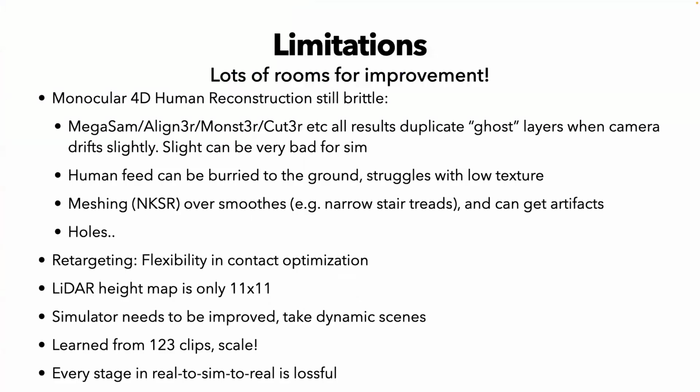Okay, so monocular 4D reconstruction is still quite brittle. MegaSaM, Aligner, Monster, CUT3R, etc. all result in slightly duplicated ghost layers when the camera drifts slightly. And this can be bad for sim because when you convert it to a mesh, it's not good. This is really a problem of the meshifier, if the meshifier can figure this out, because perceptually it looks pretty good. The feet can be buried in the ground, and the low-texture regions are still hard. If there's a hole, which there is going to be, you don't really know how to fill it. I really think this meshifying is kind of important.